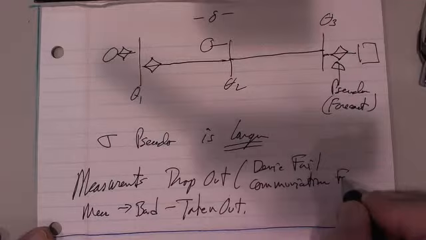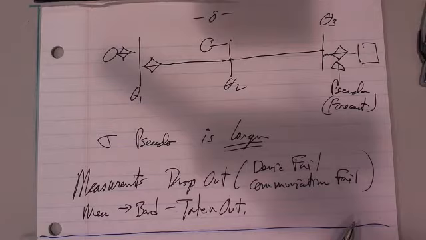Power systems are spread over hundreds, if not thousands, of miles. And communications can drop out. The electronics that transmits the signals back and forth can suddenly go bad. The device at the substation itself doing the measuring can go bad.